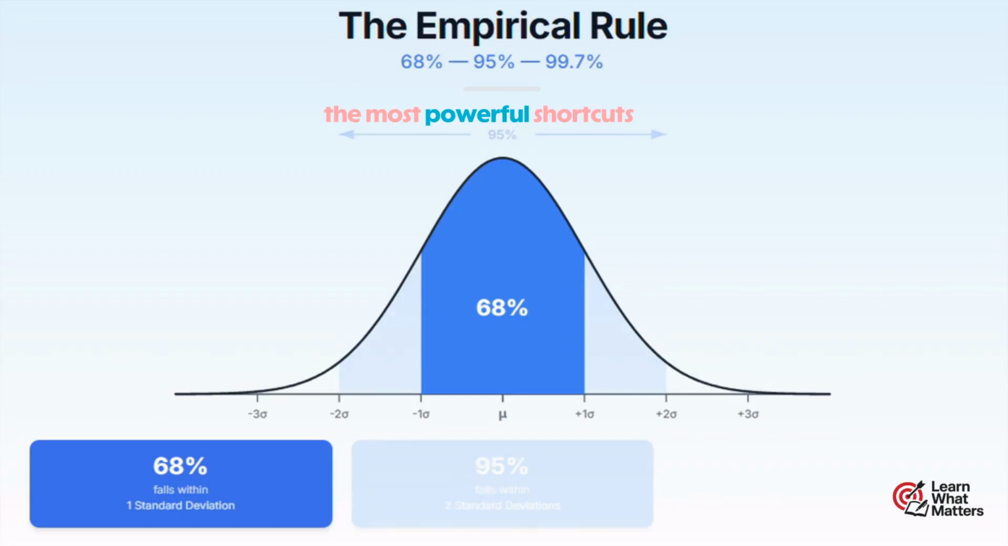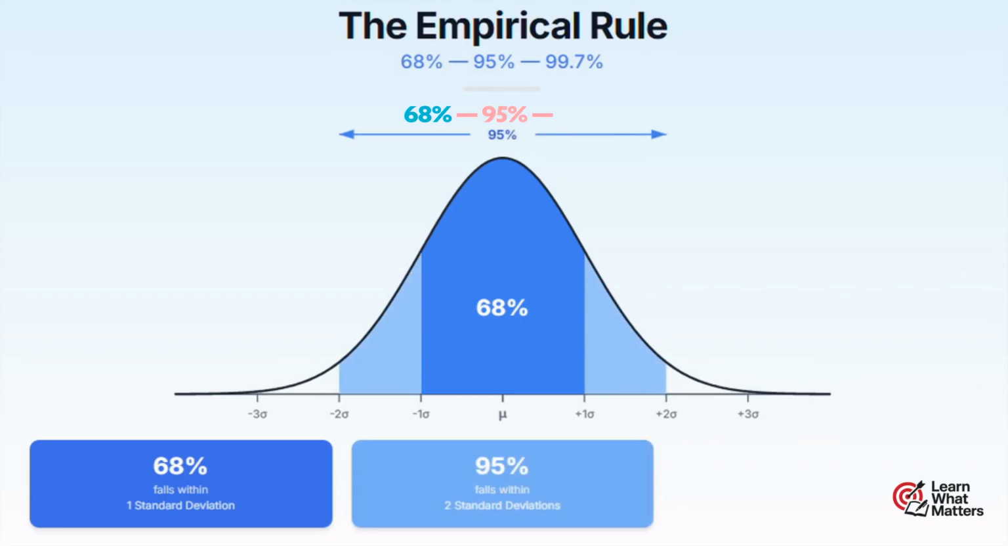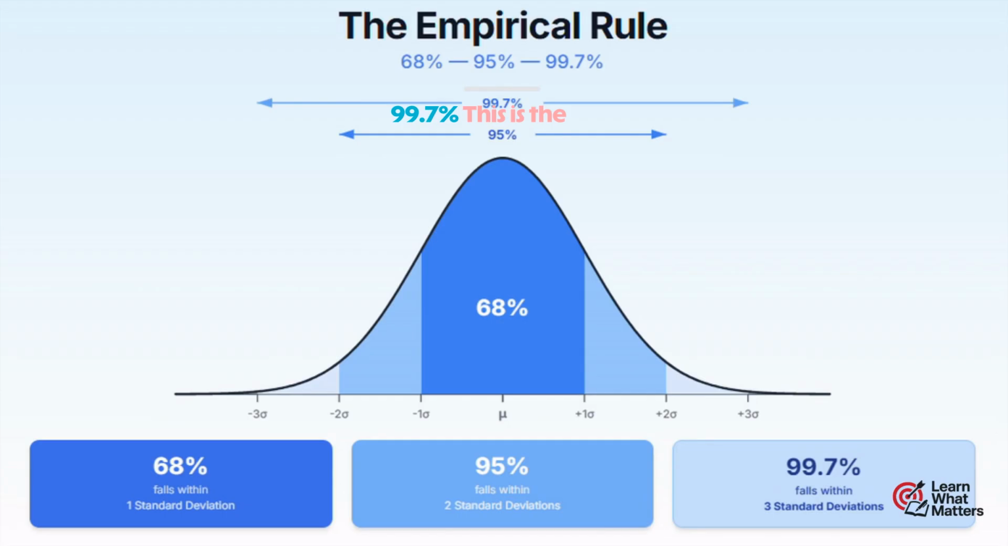This is one of the most powerful shortcuts in data analysis. 68%, 95%, 99.7%. This is the empirical rule. It tells you exactly how data spreads in a normal distribution using standard deviations. Look at the visual. See those three zones? 68% falls within one standard deviation of the mean, that dark blue center zone. This is normal behavior. Most of your data lives here. 95% falls within two standard deviations, that wider zone. This covers almost everyone. Anything outside this is getting unusual.